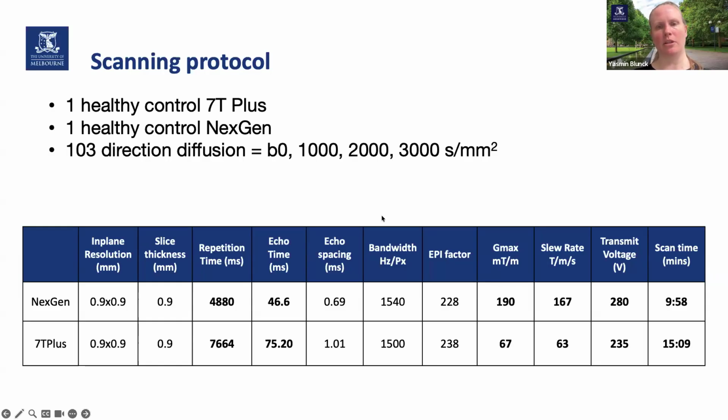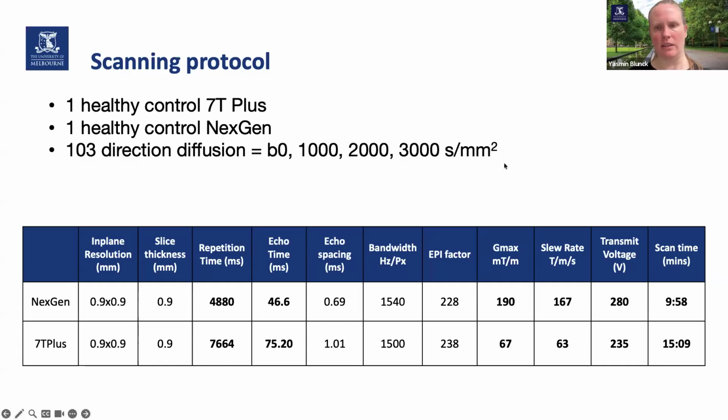For both subjects, we acquired axial diffusion data with a sub-millimeter isotropic resolution, and we acquired 128 slices, and we acquired 103 diffusion directions across multiple b-shells from b0 to b3000.